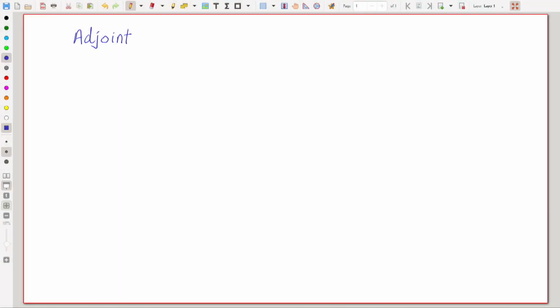So we spoke about Gram-Schmidt projections, etc. last time. What I am going to talk about today is the notion of adjoints of operators.